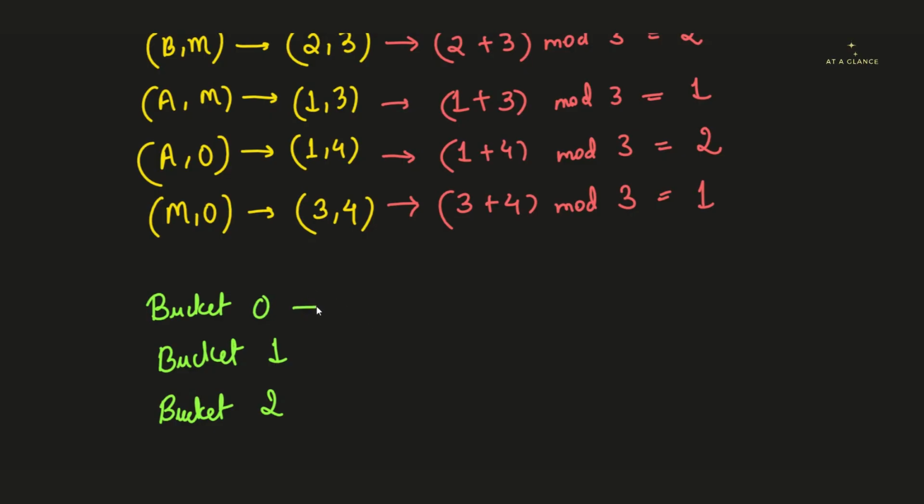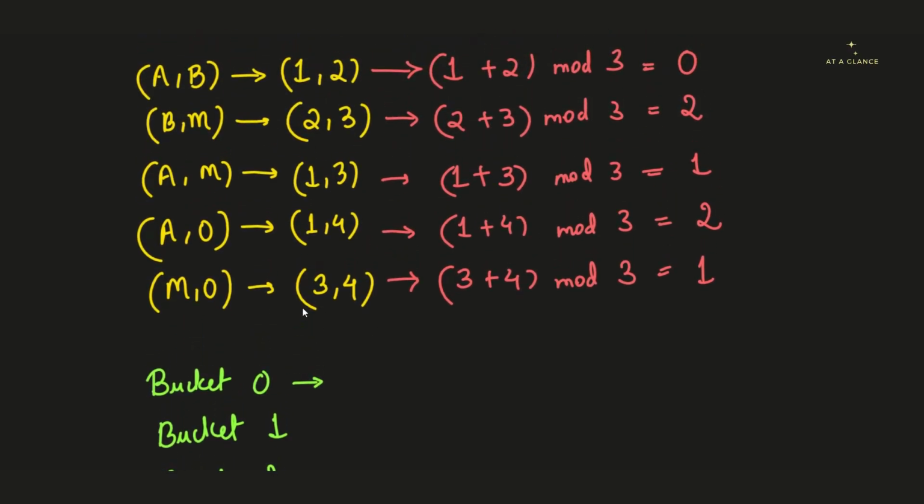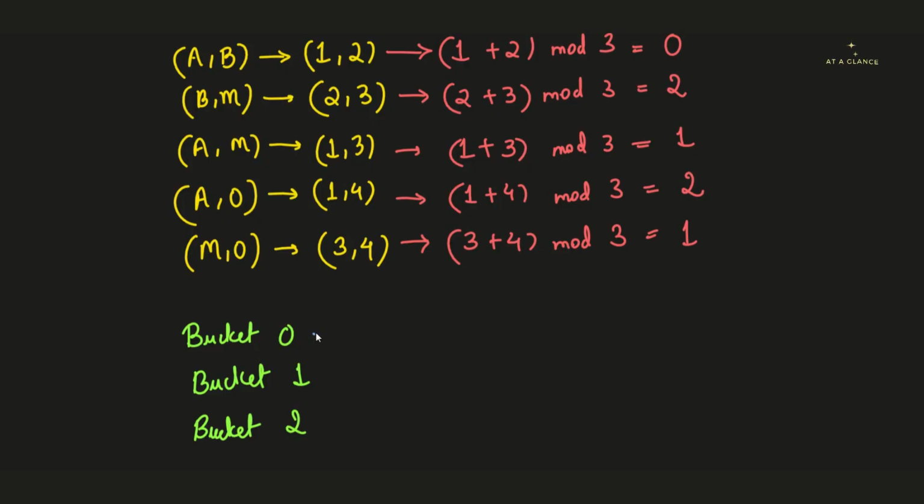So you can see that our bucket 0 contains only one single pair because there is only one pair, AB, whose hash value is 0. So therefore, we'll be having only one single pair in bucket 0. Similarly, for bucket 1, in the calculation that we have got, there are only two pairs whose hash value is 1. So we'll write that in bucket 1, there are two pairs. Similarly, for bucket 2, you can see there are two pairs whose hash value is 2. So this is the final result.